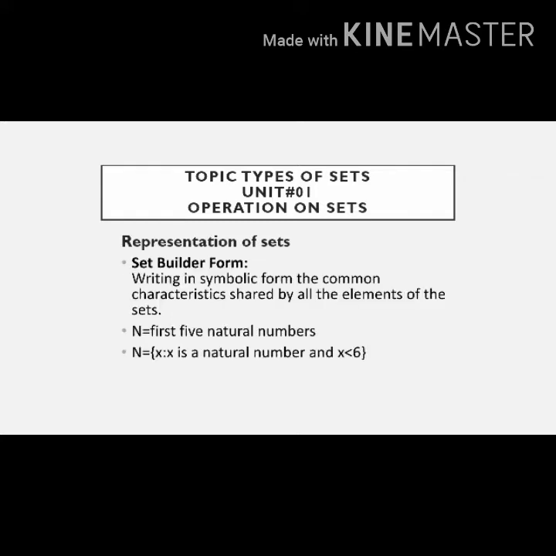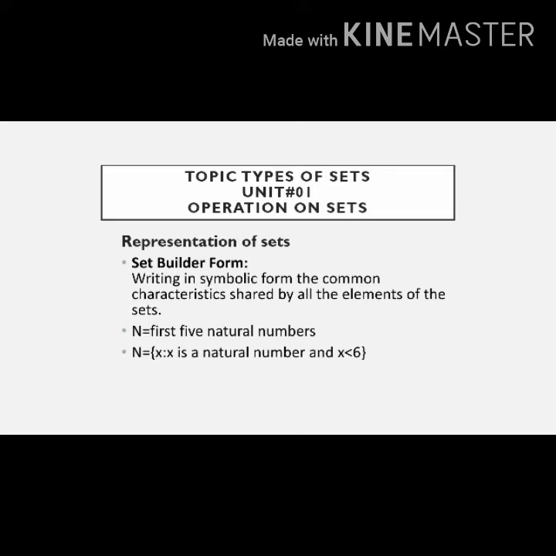Now the third form is set builder form. Writing in symbolic form the common characteristics shared by the elements of the set. So in this form, we use symbols and characteristics of the elements through which these elements can easily be recognized. Now see the example. The example given here is N is equal to the first 5 natural numbers.